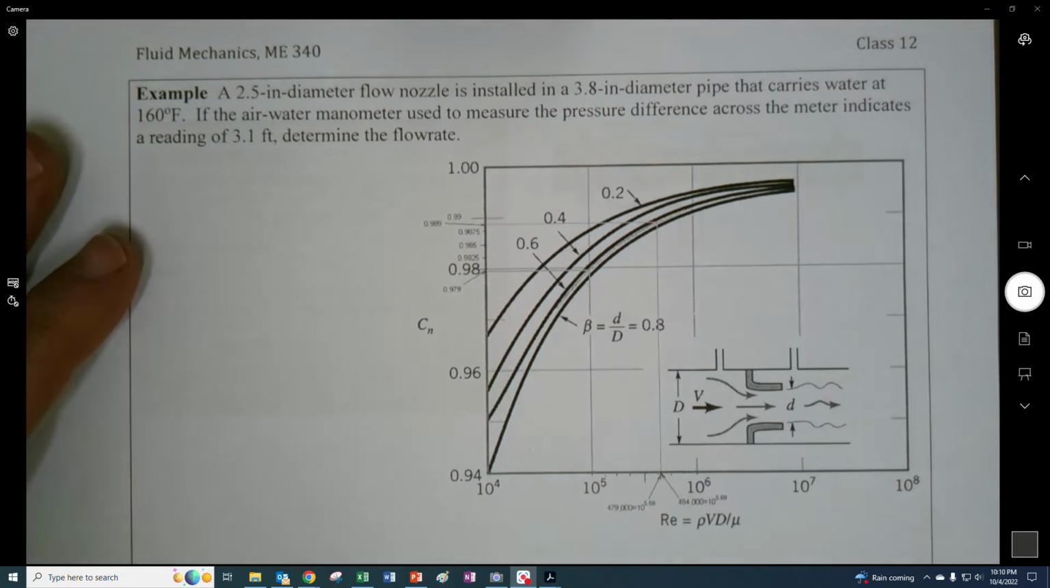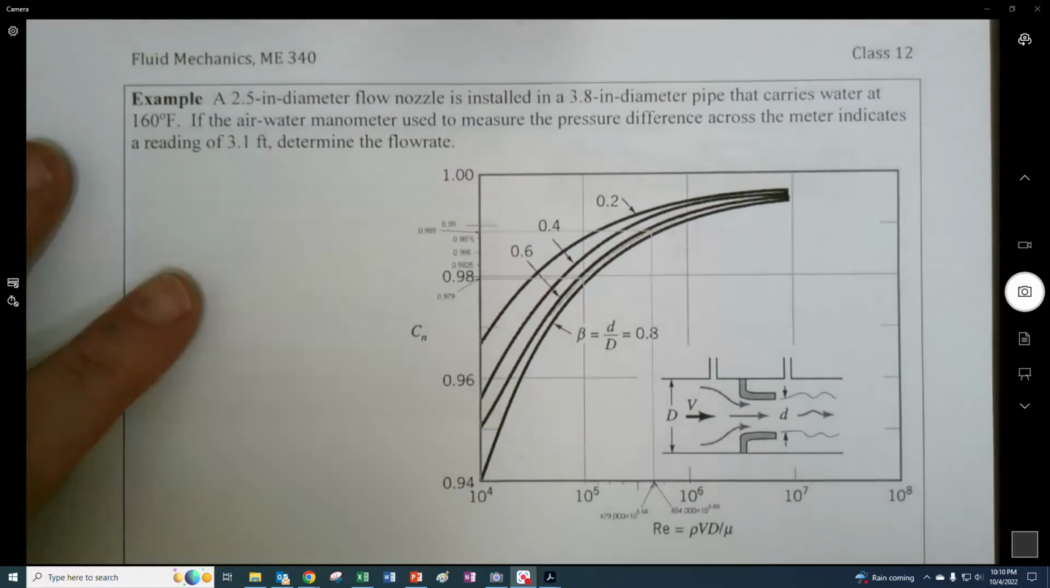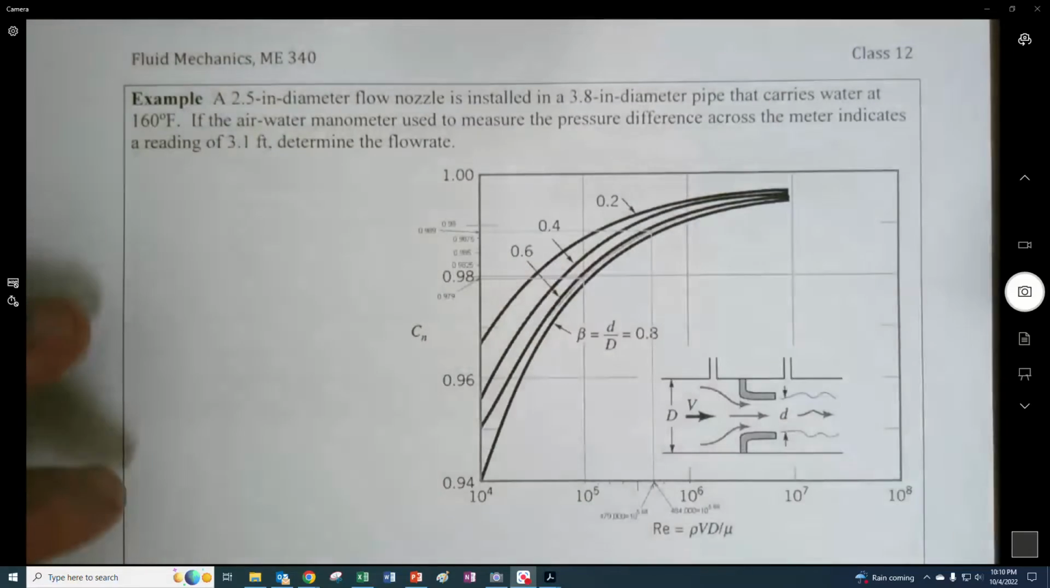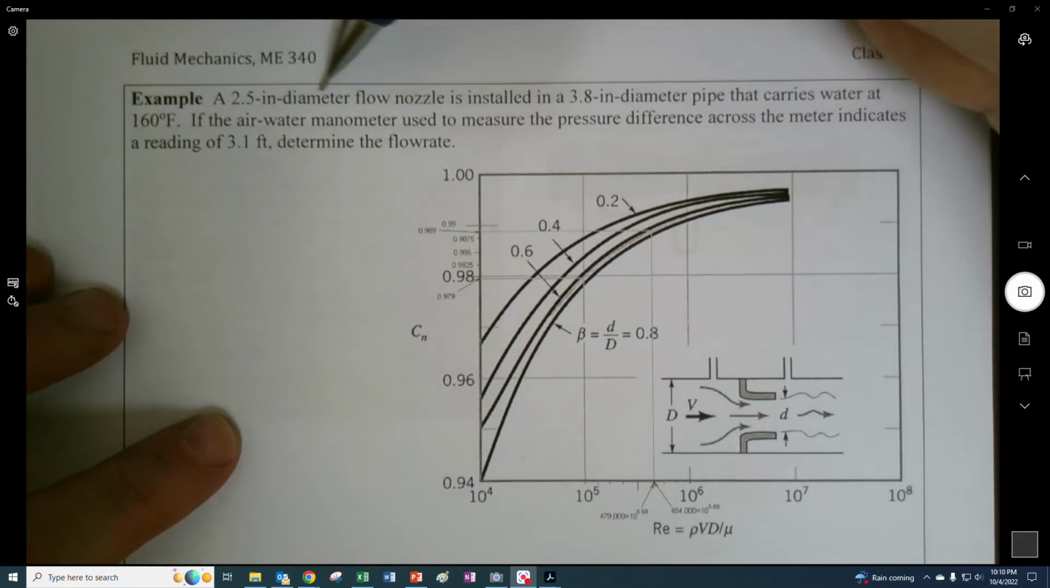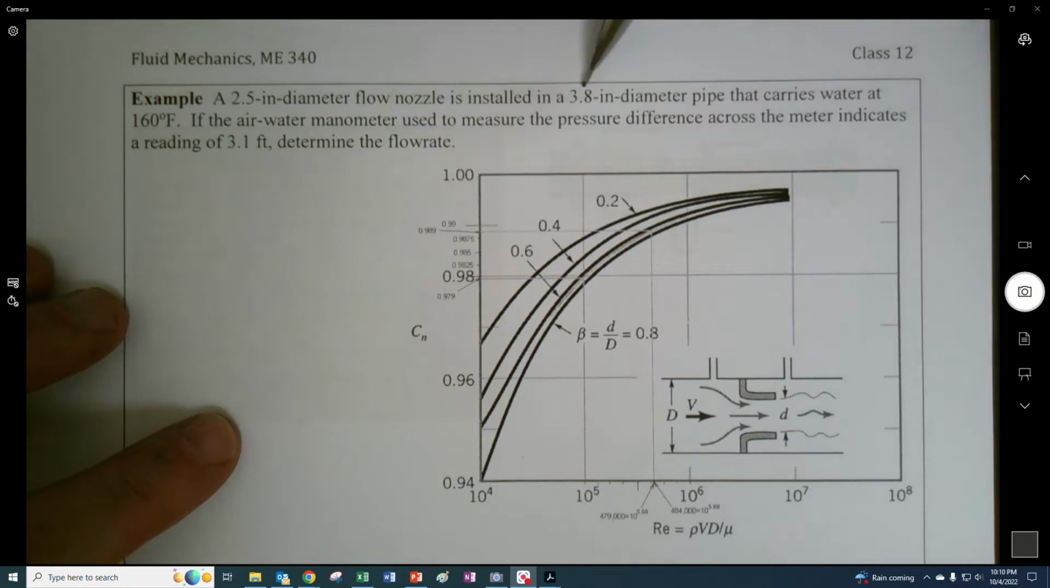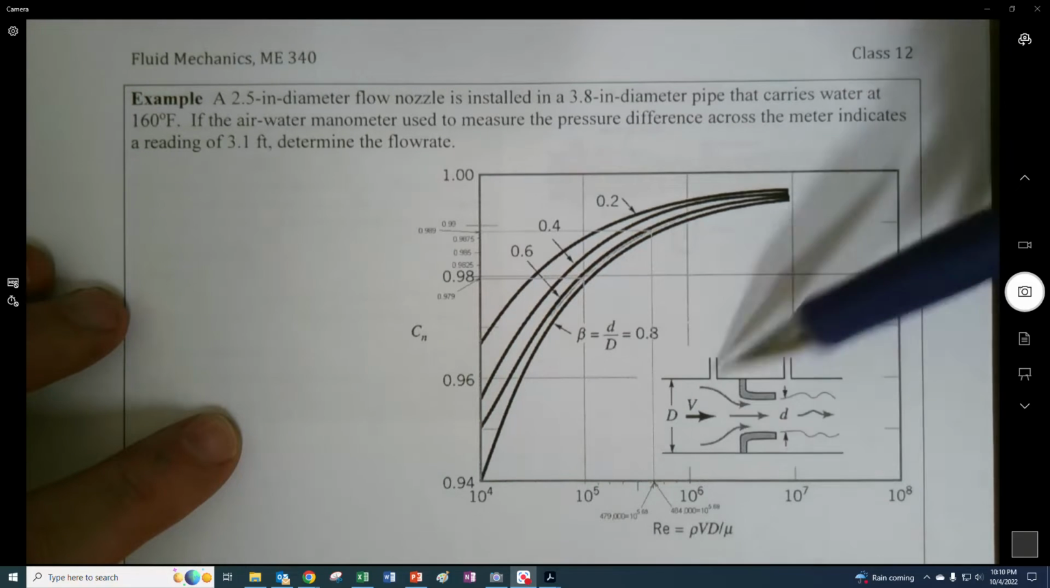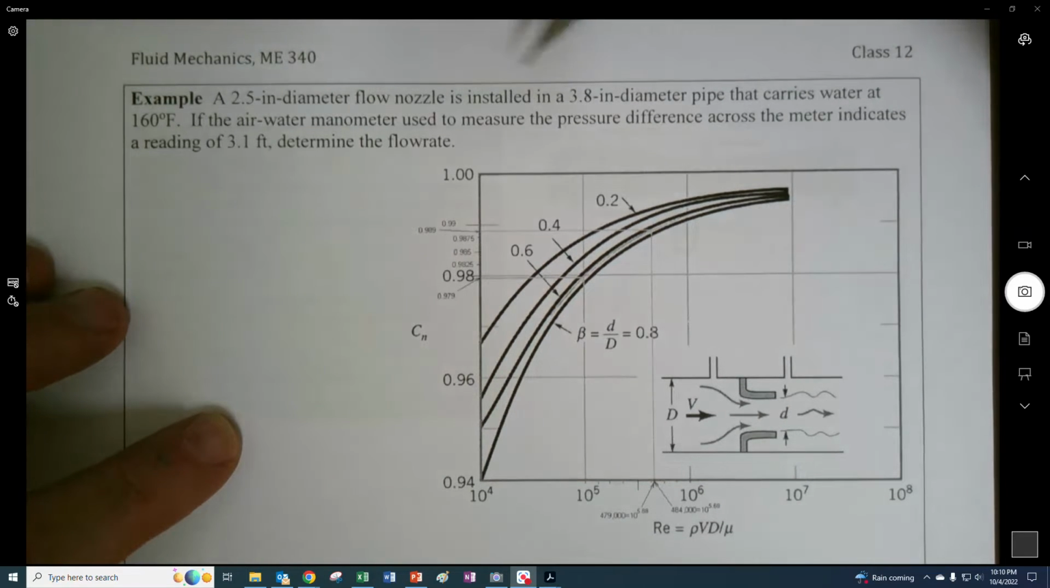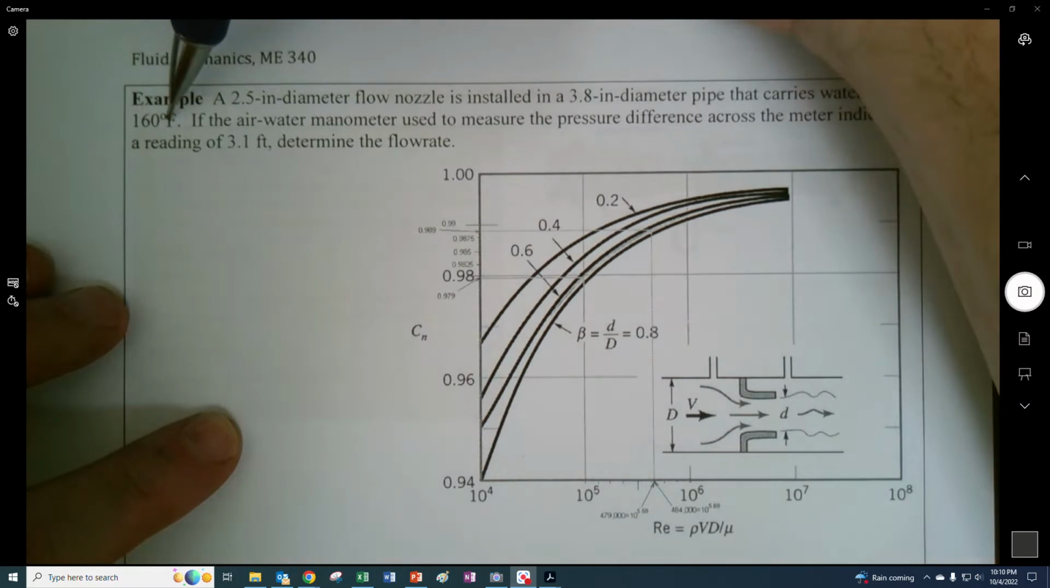Okay, so here is another example for class number 12. This is video 3. And now we have a 2.5-inch diameter flow nozzle installed. So it's a nozzle. The other one was an orifice example. This is a nozzle example. It is a 3.8-inch diameter pipe that carries water at 160 degrees Fahrenheit.